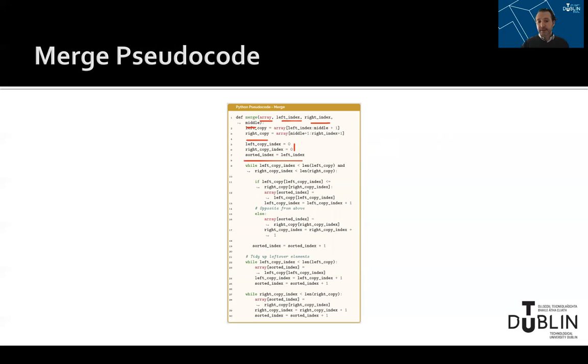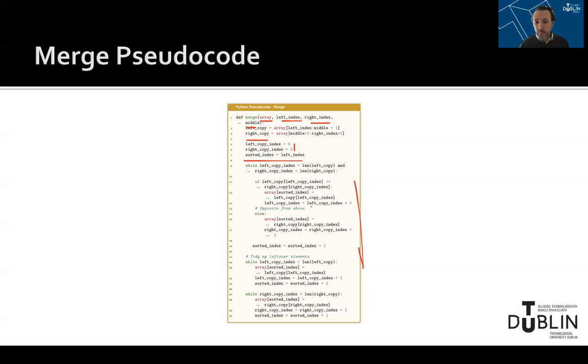Is that bigger than that? If not, put it into the new array, and keep sorting them and sorting them. So that's these if statements. One way, elements from the left list go; the other way, the elements from the right list go. And each time we're doing the counter +1, +1, +1.